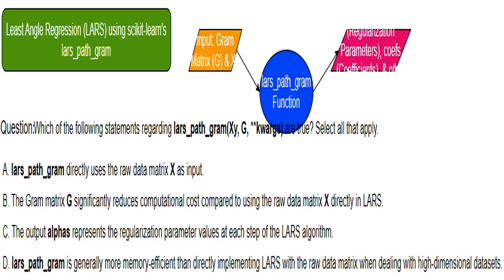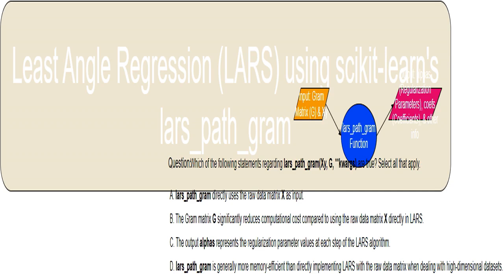I'm asking you to determine which statements accurately describe the scikit-learn function lars_path_gram, which performs least angle regression, LARS. Remember, LARS is a regression method. The function lars_path_gram doesn't use the original data directly. Instead, I use a pre-computed gram matrix, G, which is X transpose multiplied by X, and a vector XY, X transpose multiplied by Y. This is key to understanding its efficiency.